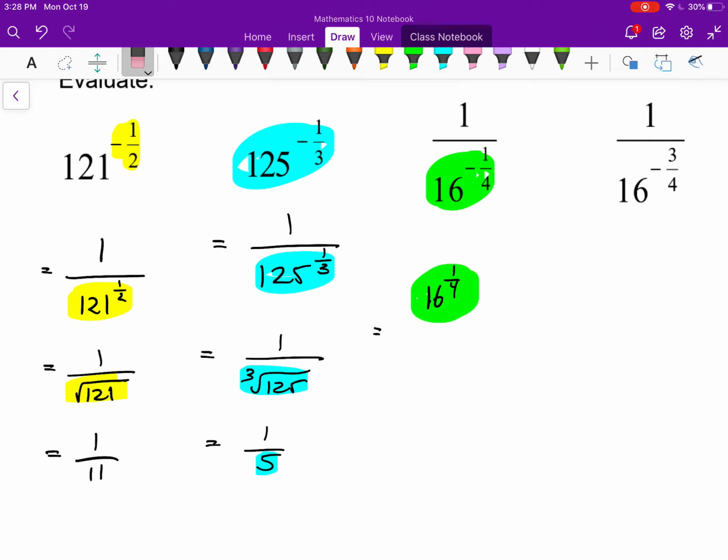Well, we already saw that's the same as 2. Right? This means the 4th root of 16, which equals 2. We worked that out already.